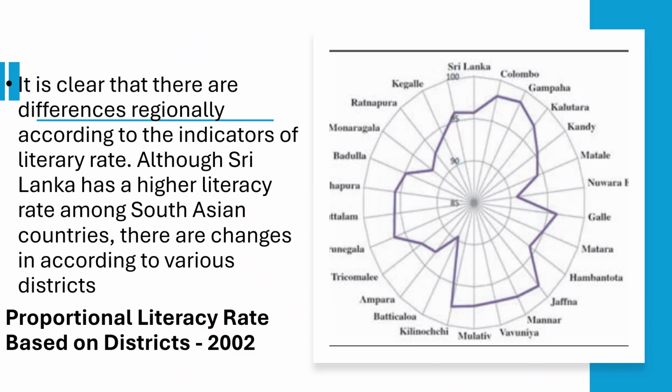It is clear that there are differences regionally according to the indicator of literacy rate. Although Sri Lanka has a high literacy rate among South Asian countries, there are changes according to various districts. And now you can see the proportional literacy rate based on districts, 2002, right here in this big circle diagram.